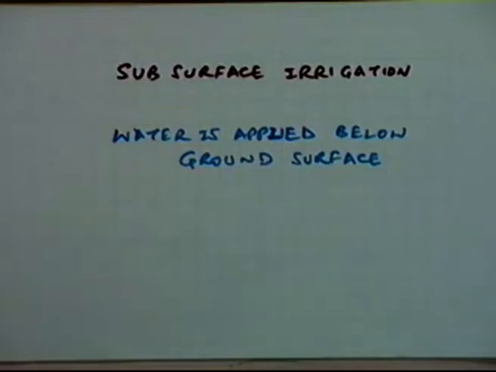In the case of surface irrigation method, we have seen that we are making use of the gravity flow, but the water is traveling over the surface of the soil or the ground. Whereas in the case of subsurface irrigation, the water is not traveling over the surface of the ground, but is traveling within the ground surface and below the ground surface.